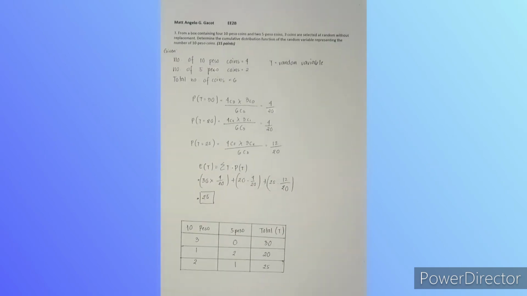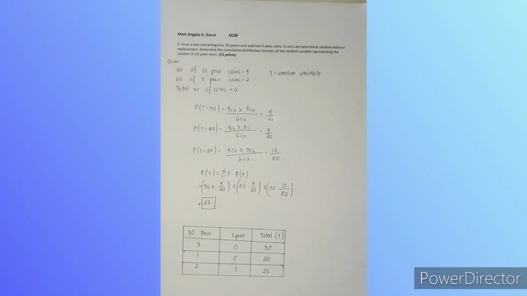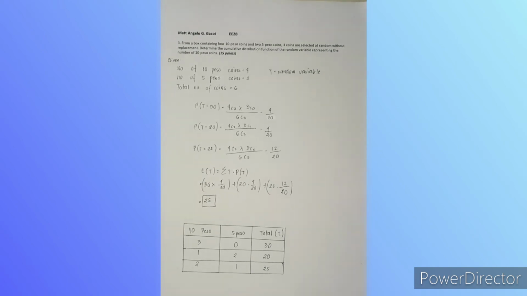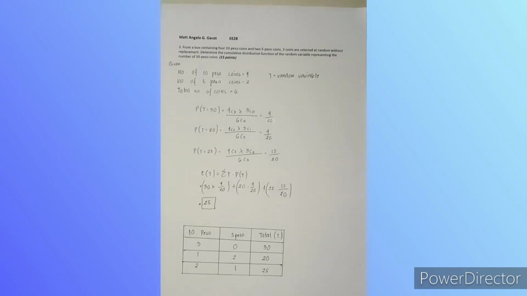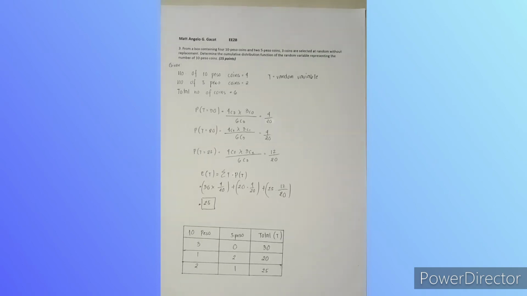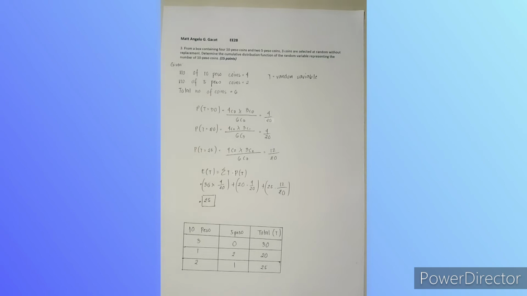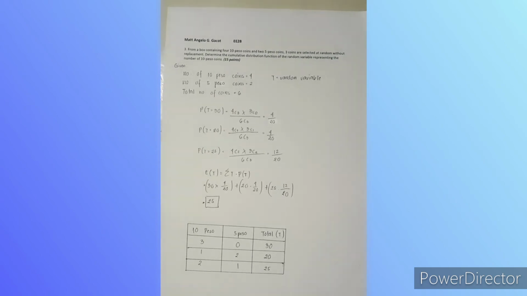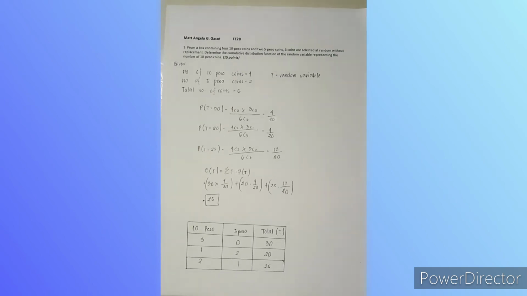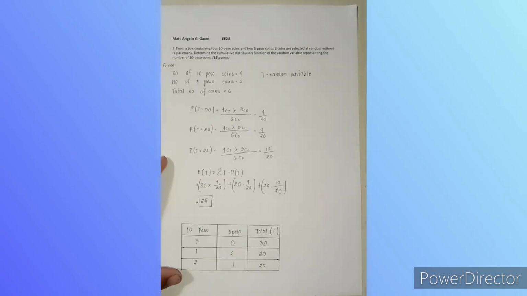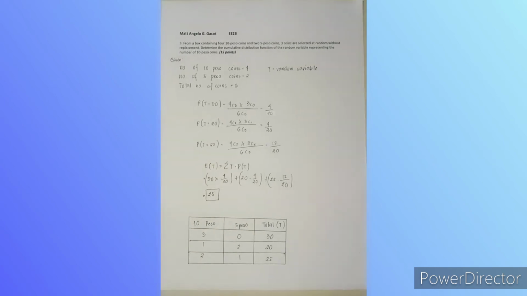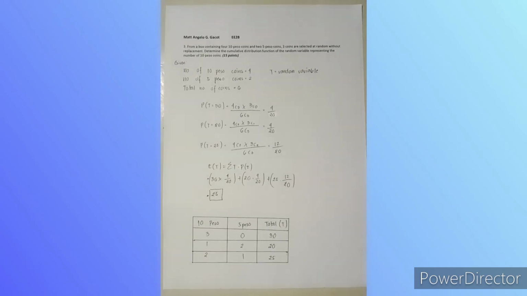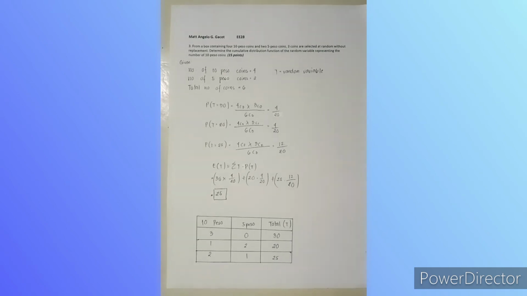Next, for number 3, from a box containing 4 10-peso coins and 2 5-peso coins, 3 coins are selected at random without replacement. Determine the cumulative distribution function of the random variable representing the number of 10-peso coins. Given, we have 4 10-peso coins, 2 5-peso coins, and a total of 6 coins.